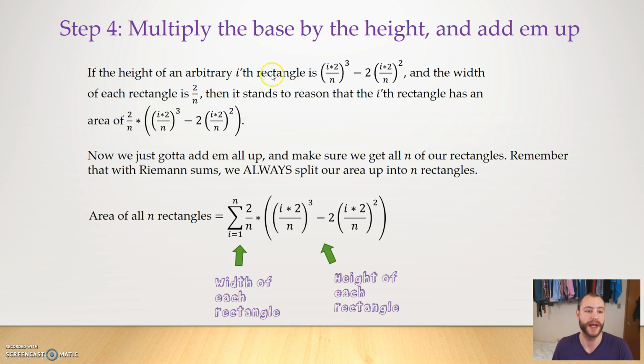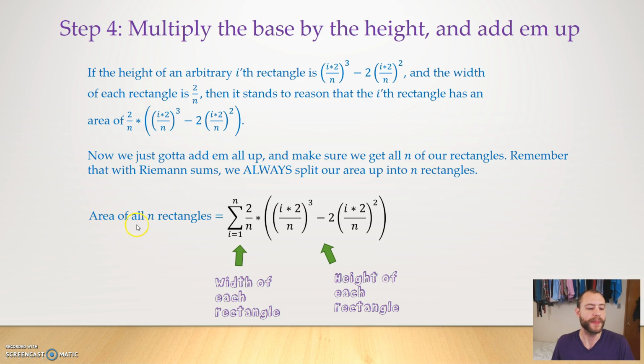Sweet. What we should do now is multiply the base by the height and add them up. If the height of an arbitrary ith rectangle is this, and the width of each rectangle is 2 over n, then it stands to reason that the ith rectangle has an area of the product of those two. Because that's the area of rectangles. Makes sense. Now we just have to add them all up and make sure we get all n of our rectangles. Remember that with Riemann sums, we always split our area up into n rectangles.